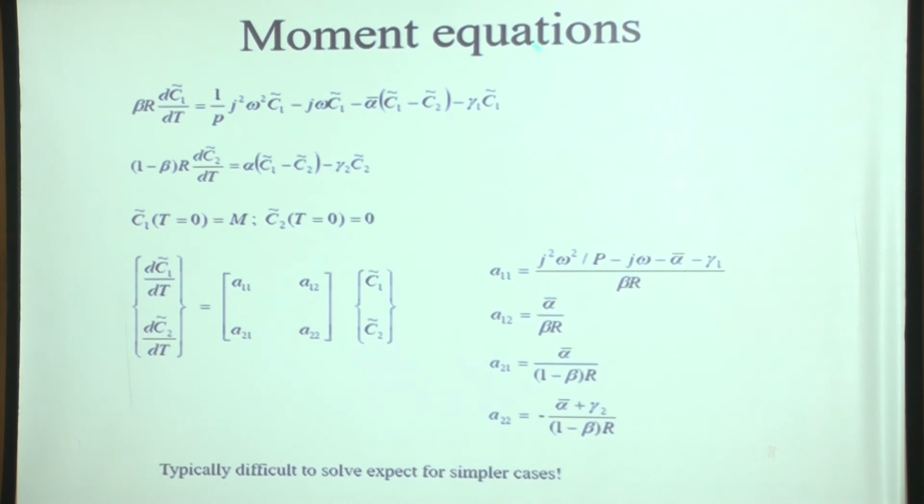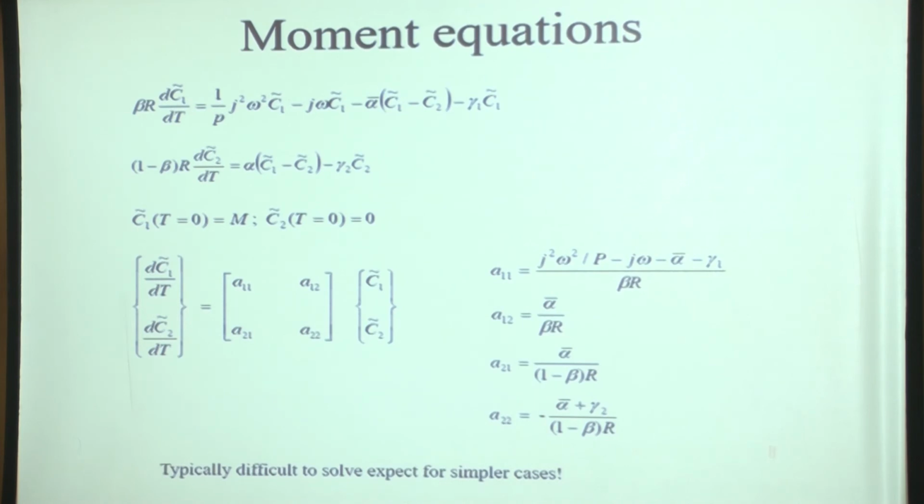So we end up with a system of equations for the two unknowns, C1 tilde and C2 tilde. And then we have to solve the system of equations. Those are typically difficult to solve, because by and large you'll have a system of equations that you have to worry about.